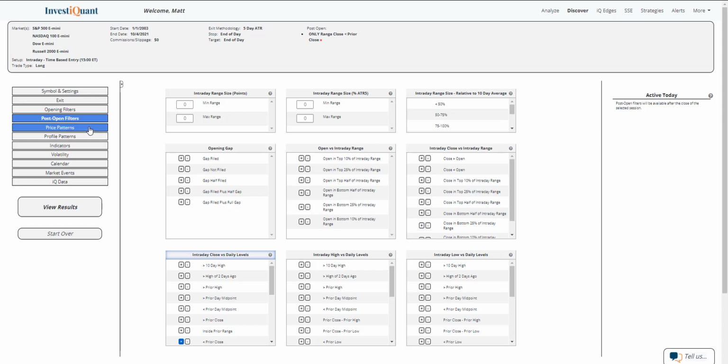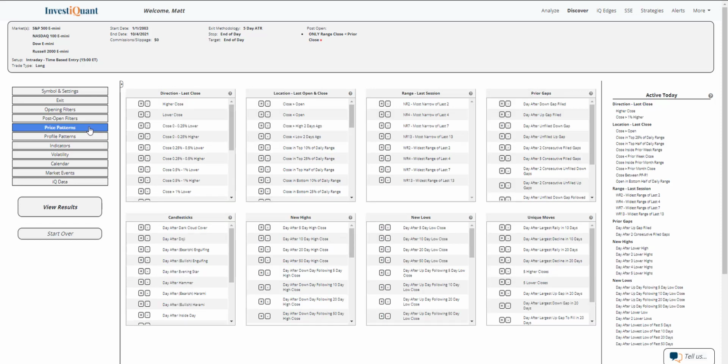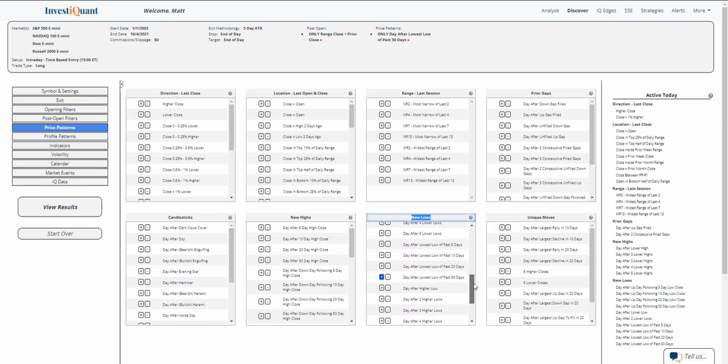Next, I'm going to go to the price patterns library, which is just one down, and I'm going to say that the prior session made the lowest low of the past 50 days. So this is kind of a continuation-like pattern of weakness. So I'm going to go to active today to grab this one, and it's the very bottom option down here, day after lowest low of the past 50 days. It comes from our new lows category, and if you scroll down, you'll find it down here near the bottom.